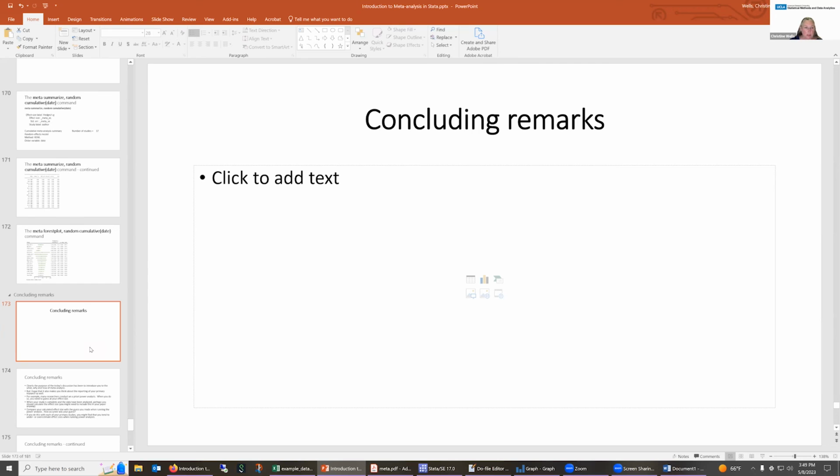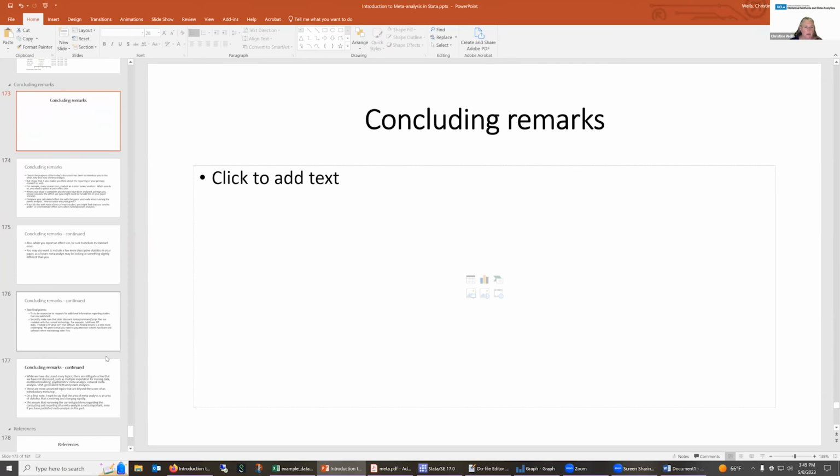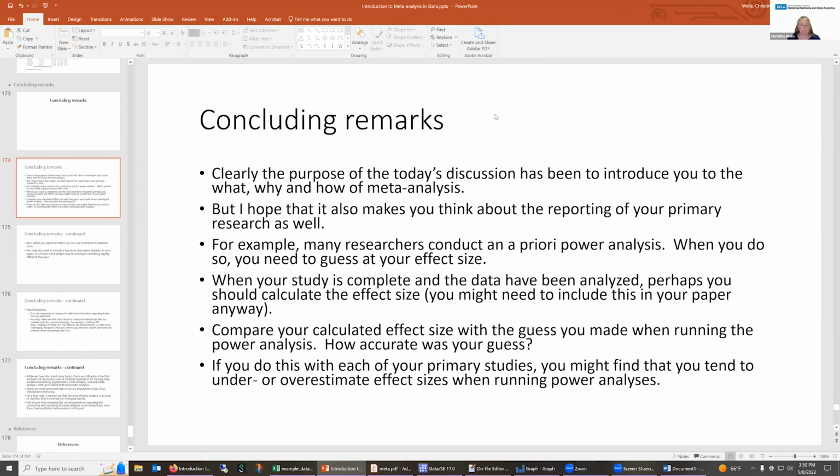Some concluding remarks, and I promise we're rushing to the end here, and we're going to make it. The purpose of today was only to introduce you to the what, why, and how of meta-analysis. I understand that I spent a lot of time talking about how you collect the data, and I did that in part because in my work as a statistical consultant, I have seen so many times when people have come to me asking, well, how do I run a meta-analysis on my data? And I have to have the very difficult, uncomfortable conversation saying, well, you didn't quite collect your data correctly.